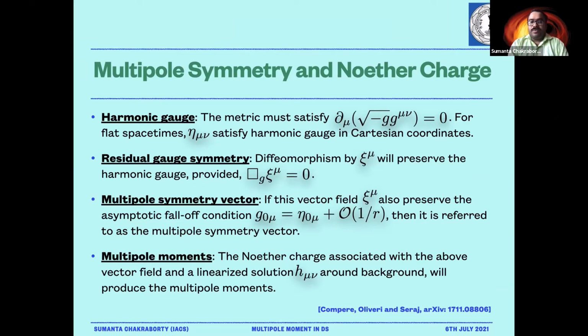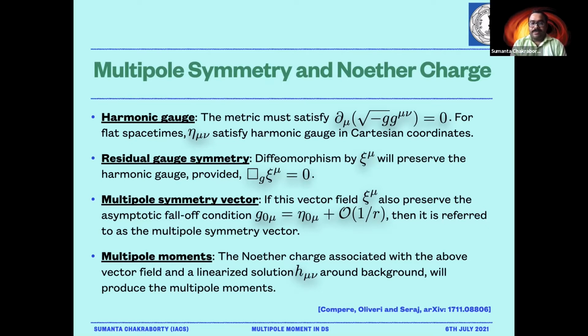Thirdly, we also need to preserve certain asymptotic fall-off conditions. In particular, this condition corresponds to the 0μ component, that is the 00 and the 0i component, the time-time and time-space components of the metric. They should reduce to the corresponding expressions for the flat metric with an order 1/r correction. So this condition should also be preserved by this vector field ξ^μ, which gives an additional set of conditions. These two sets of conditions, when combined together, can be solved in an exact manner and will lead you to a solution for this ξ^μ.